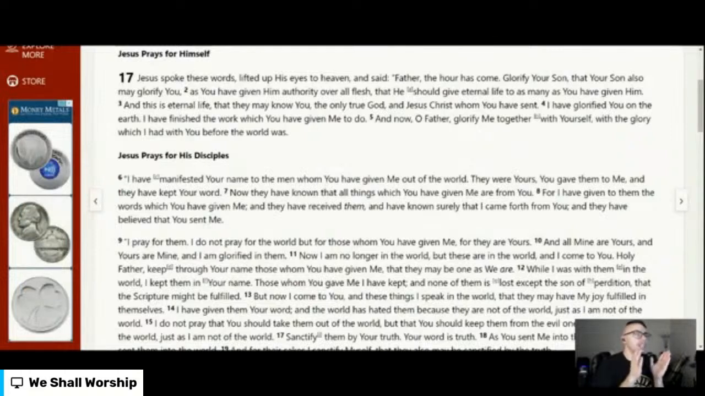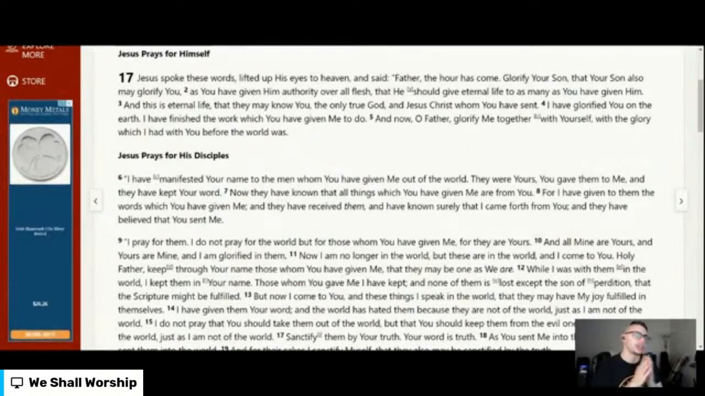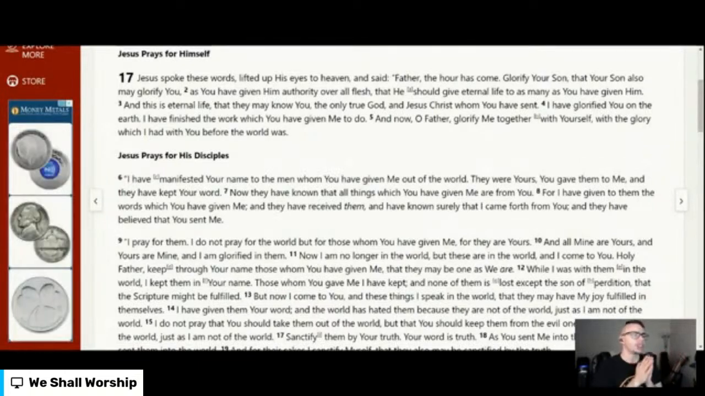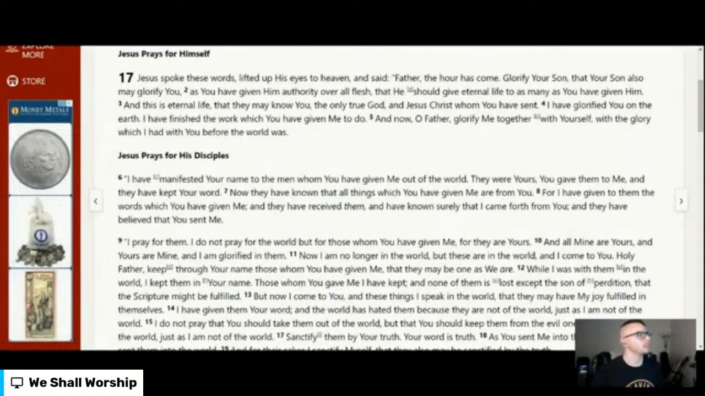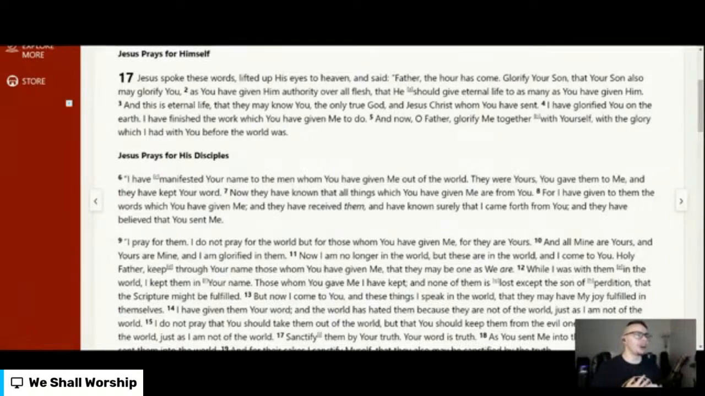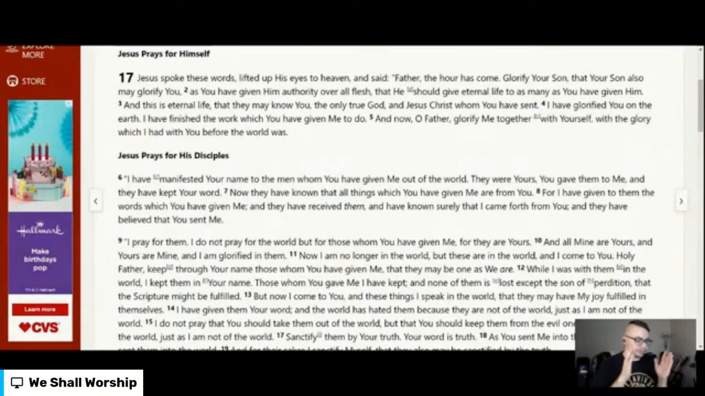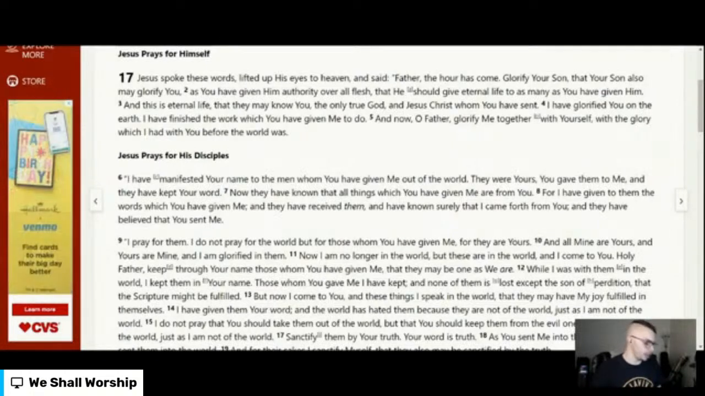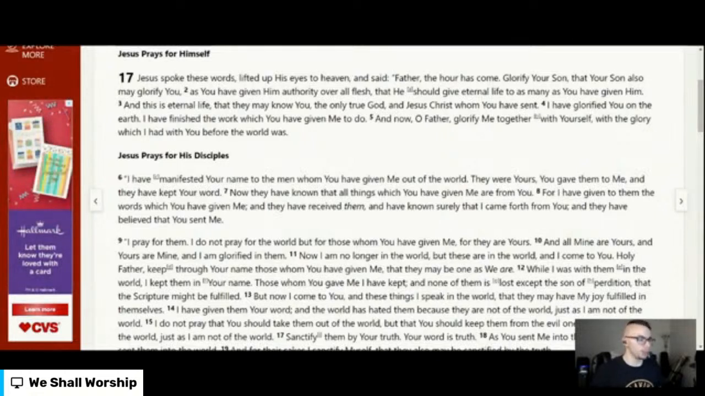So he doesn't say, and this is eternal life, to have completely correct and sound doctrine. It doesn't say, and this is eternal life, to argue with people unnecessarily about doctrine. It says simply that this eternal life, that they may know you, okay? As long as we know him, the only true God, Jesus Christ, and Jesus Christ, whom you sent, but they're one and the same, okay? We will have eternal life.